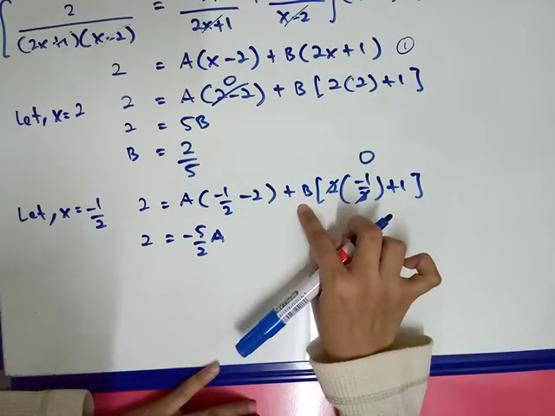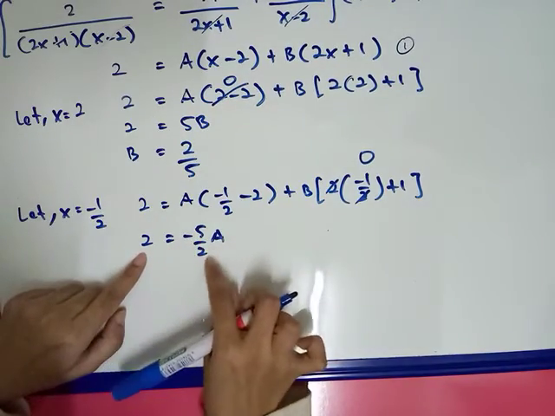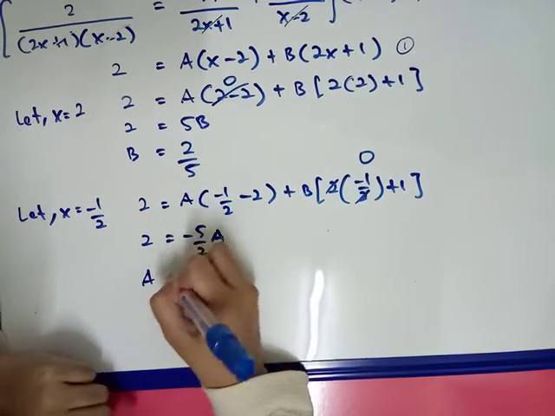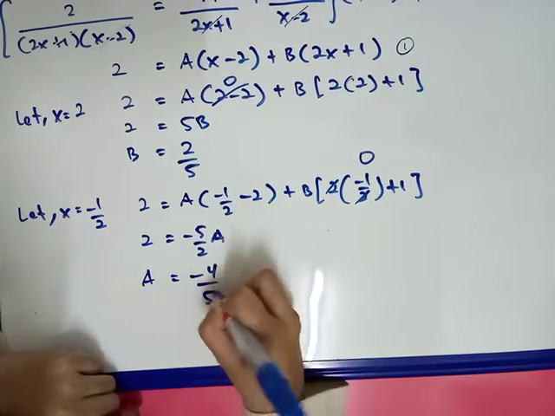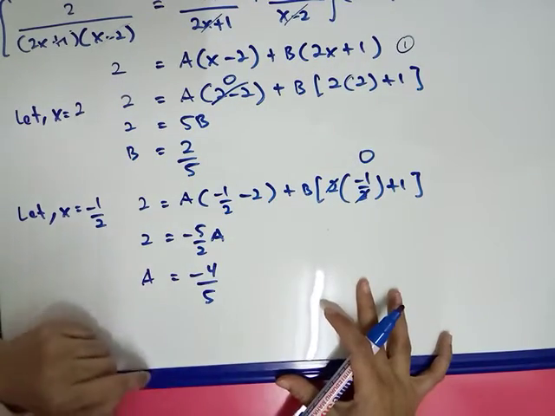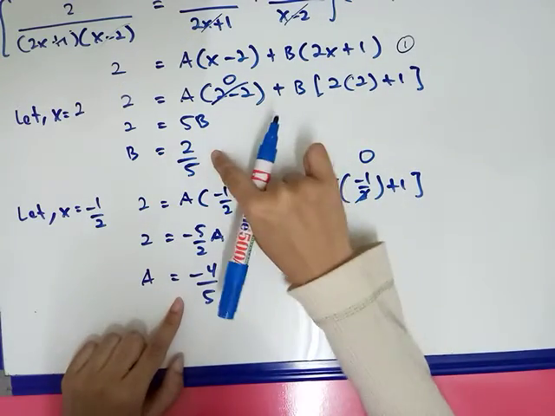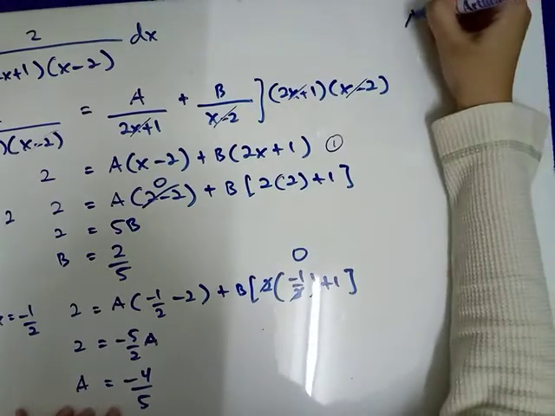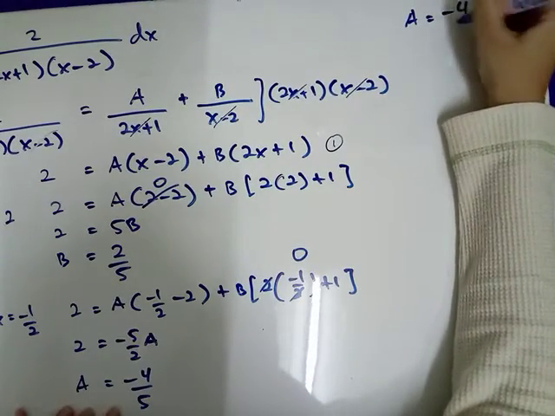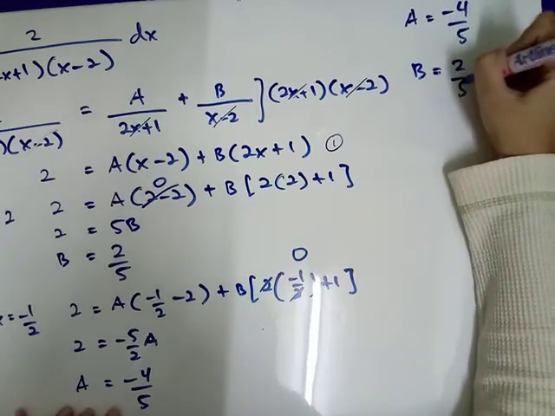0 times b, you get 0. So, the rest is 2 equals negative 5 over 2 a. And then you can solve for a, which is negative 4 over 5. Then we have done, we get the value for a and b. So, a is negative 4 over 5, b is 2 over 5.